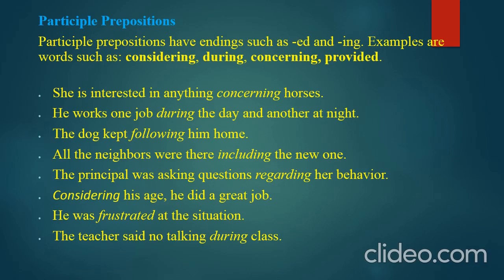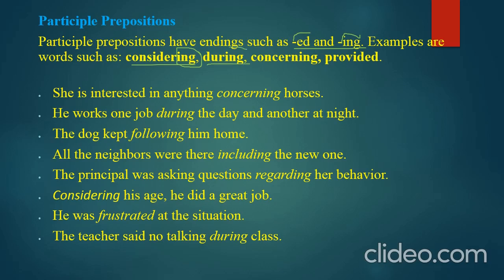Participle prepositions have endings such as ed and ing. ये जो participle prepositions होते हैं इनका इख्तिताम या तो ing पर होता है या ed पर होता है. Examples are words such as considering. So here you can say that this is not a word, this is actually the preposition, and that is the participle preposition. You can see here the during.